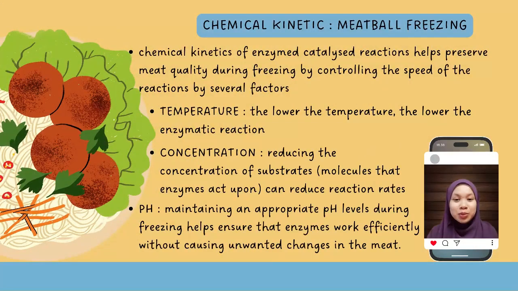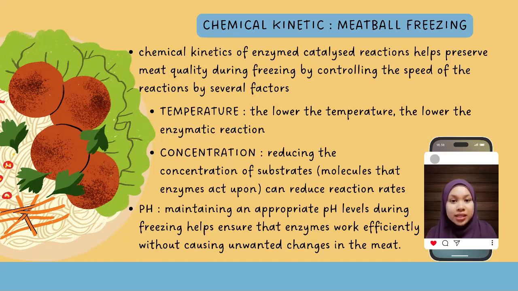Chemical kinetics of meatball freezing. Chemical kinetics of enzyme-catalyzed reactions helps preserve meat quality during freezing by controlling the speed of reaction through several factors. The first factor is temperature. The lower the temperature, the lower the reaction rate. Adjusting the freezing temperature can influence the enzyme activity. Lower temperatures generally slow down enzymatic reactions, helping to preserve the meat.